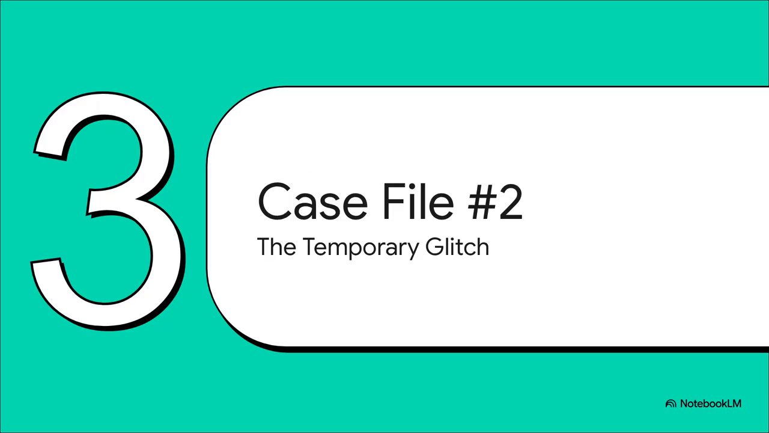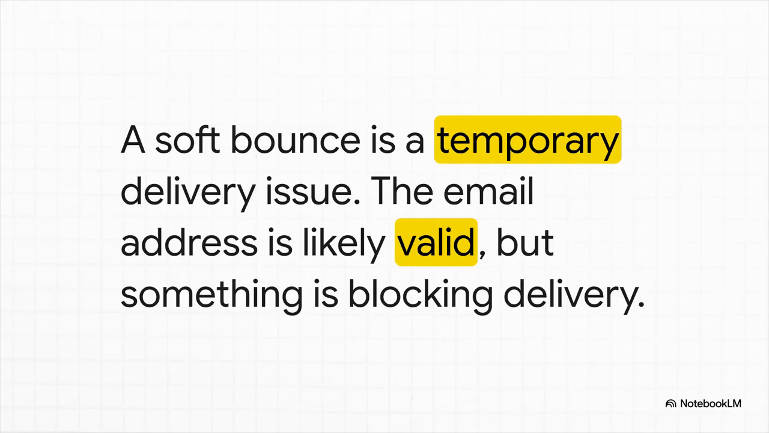Okay, now for our second suspect, the soft bounce. This one isn't a brick wall. It's more of a temporary glitch, a minor hiccup in the system. With a soft bounce, here's the good news. The email address itself is probably perfectly fine. Your message traveled all the way across the internet, it knocked on the recipient's server door, but something temporary was blocking the entrance to their actual inbox.